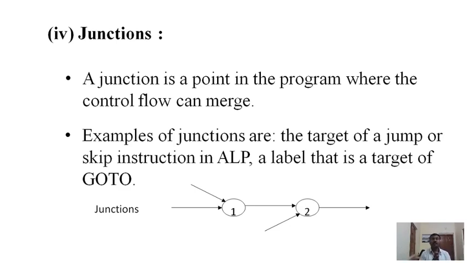These are the four elements of control flow graphs. One is the process block, second is the decision, third is the case statement, and fourth is the junction. These are the four different elements of control flow graphs.